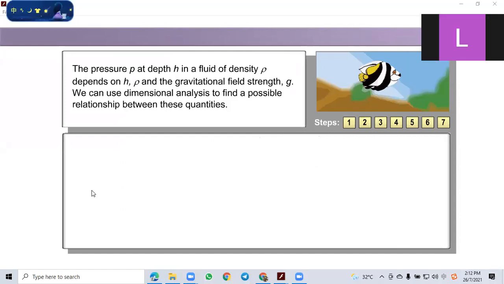The pressure P at the depth h in a fluid of density rho depends on h, rho, and the gravitational field strength g. We can use dimensional analysis to find the possible relationship between these quantities. They said that pressure at depth h in a fluid of density rho depends on h, depends on rho, and depends on the gravity.